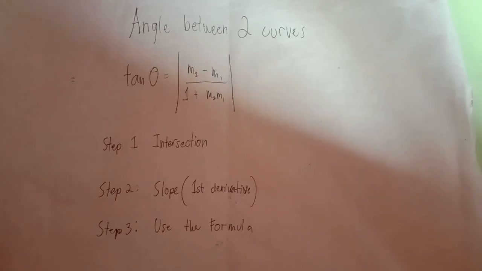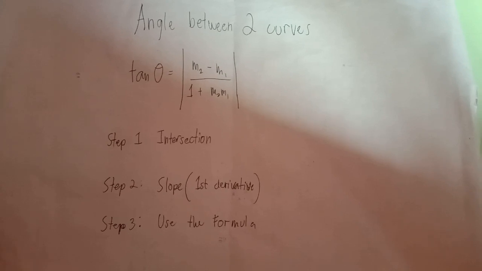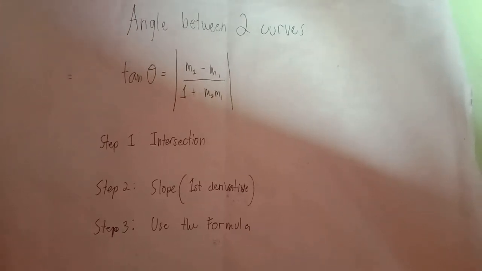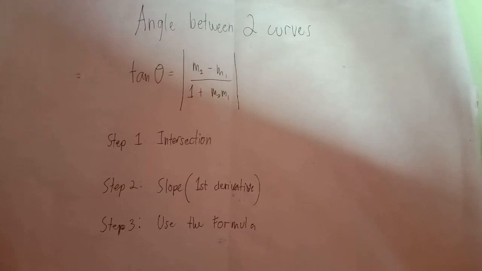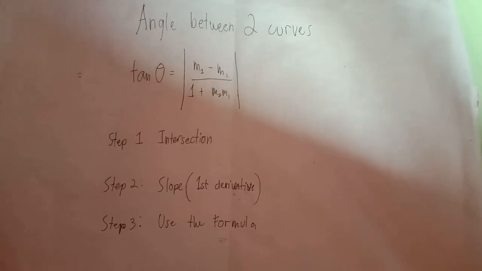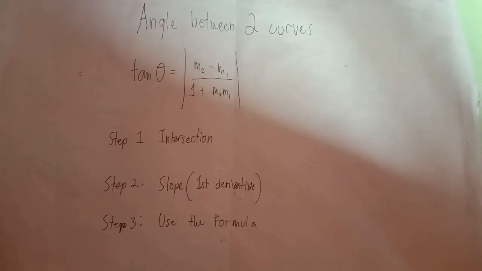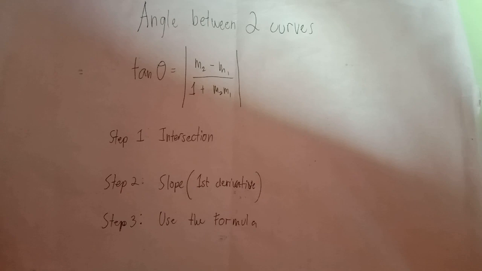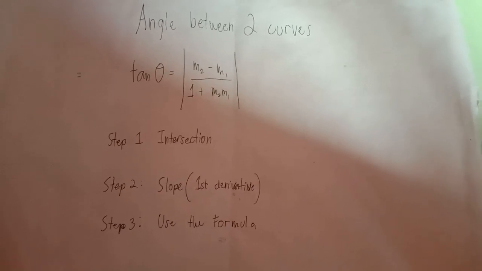Angle between two curves is to determine the angle at which two curves intersect at a given point. This concept is based on the tangent lines of the curves at the point of intersection. The angle between the curves is defined as the angle between the respective tangent lines at that point.